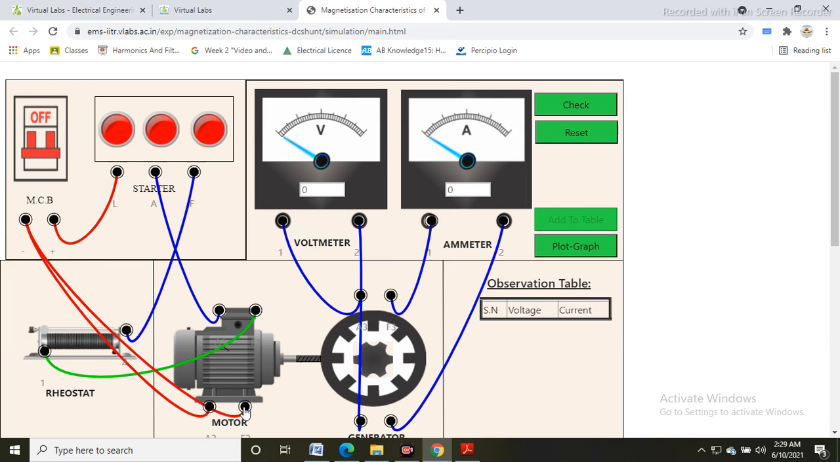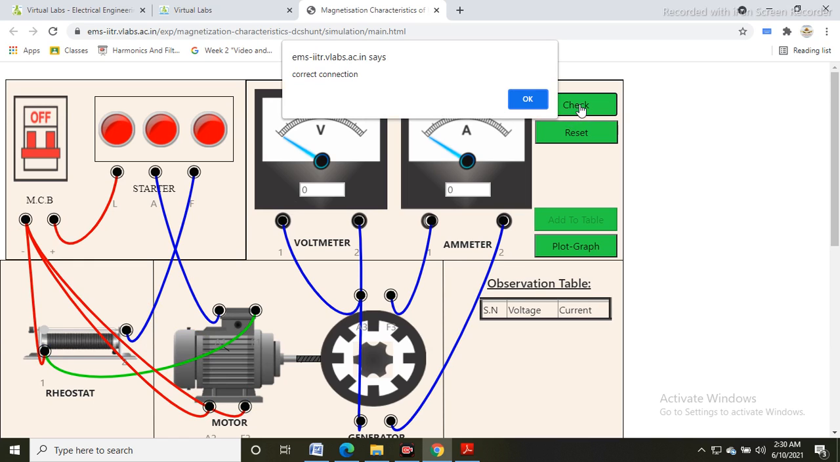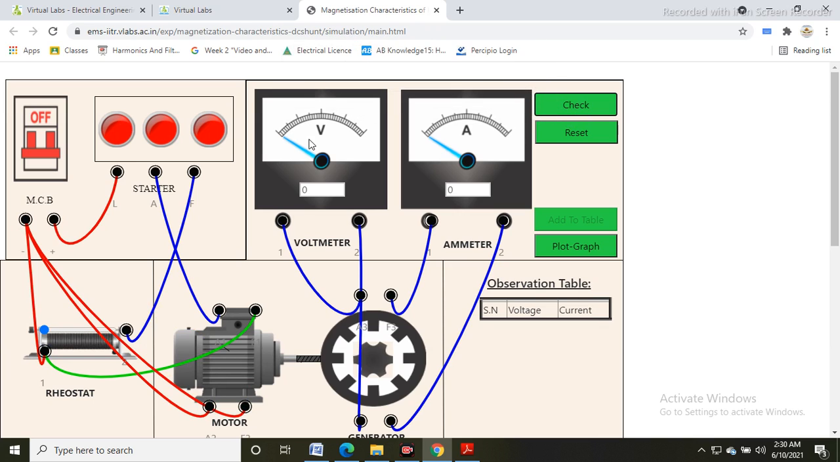After making the connections, please check all the connections. So I will check the connection first here. As we receive the comment from this virtual lab, your connection is correct. So switch on the supply MCB, as we have switched on the supply. And I will take the different readings for different conditions.